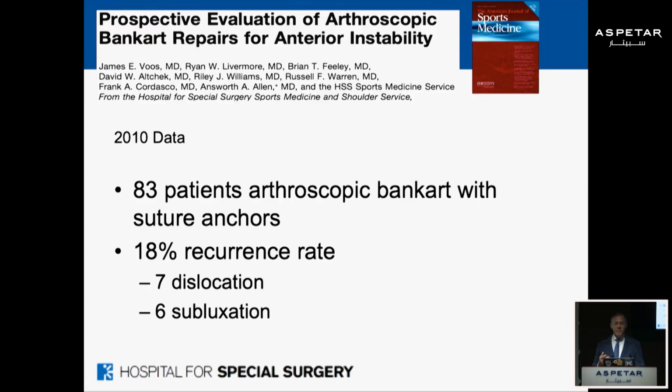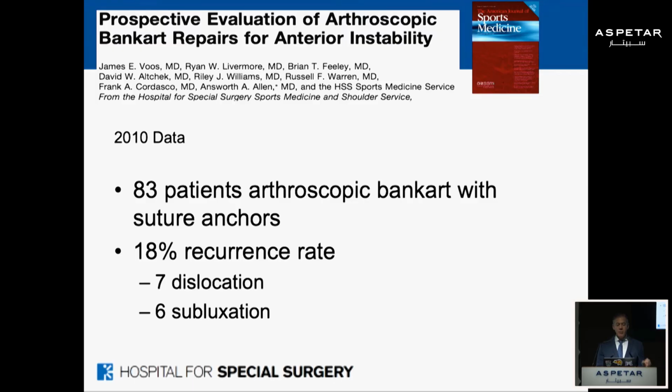We've definitely improved them. We've made them stronger. Arthroscopic techniques are better, but that's not to discount the findings here. And looking at it, honestly, we had 83 patients, arthroscopic Bankart repair with suture anchors, almost a 20% recurrence rate. So not very good at all by a group of surgeons that we think were pretty good. So an 18% recurrence rate, 7 were frank dislocations, 6 were subluxations.